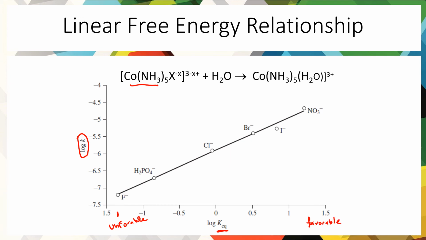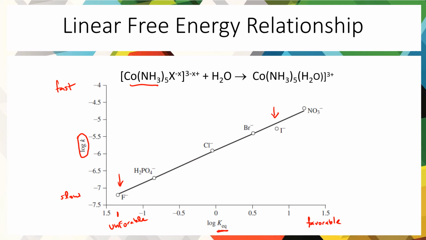And on the y-axis, at the very bottom, we have very slow reactions. And on the top, we have very fast reactions. Okay, so let's think about what this means. And let's just start by looking at just the fluoride and the iodide, okay? So that linear free energy relationship is basically relating the activation energy to the enthalpy of the reaction, right?